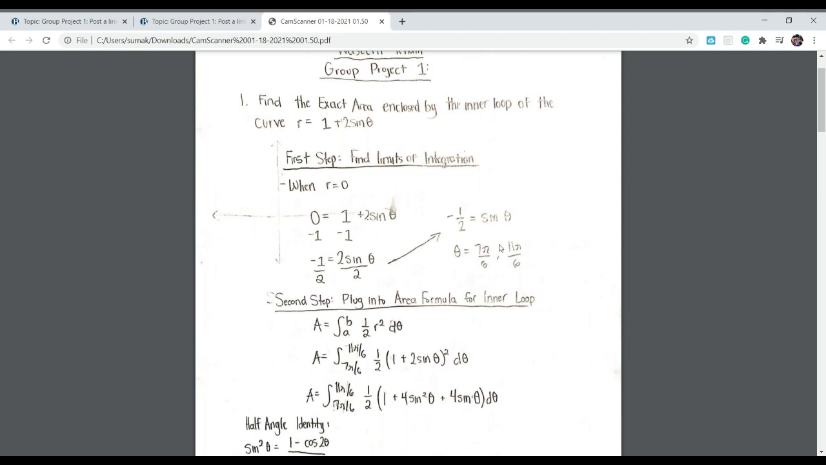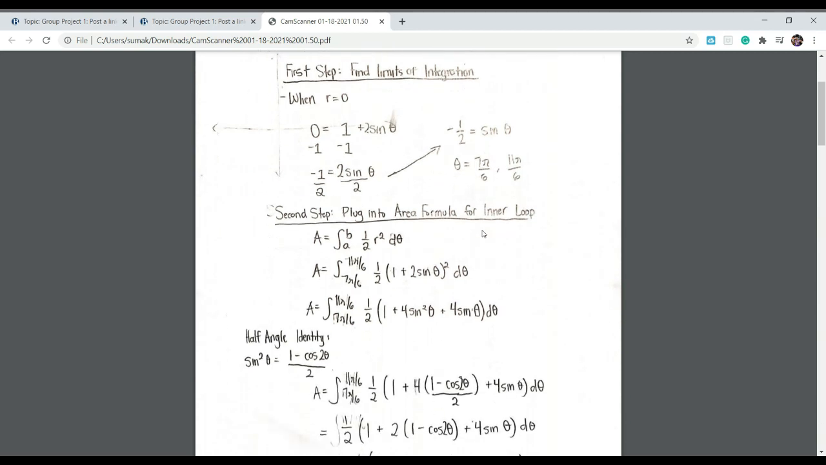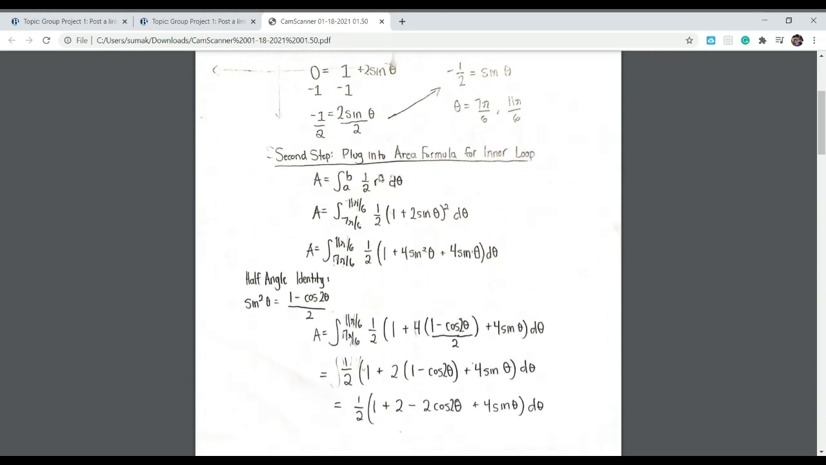Right here we can tell 11 pi over 6 is going to be the upper limit, and 7 pi over 6 is going to be the lower limit. Our second step is to plug these into our area formula for the inner loop. So we have A equals the integral from a, the lower limit, to b, the upper limit, of 1/2 r squared d theta.